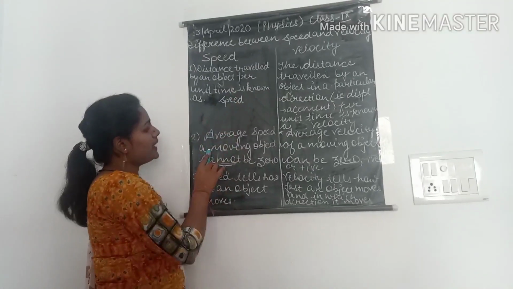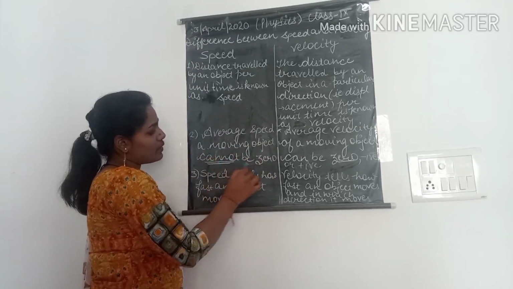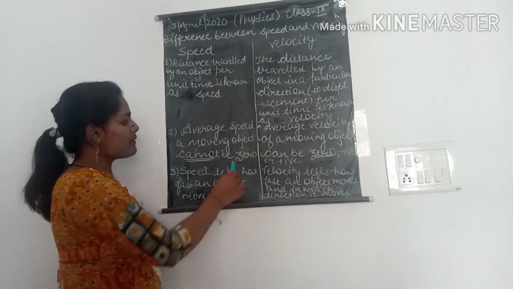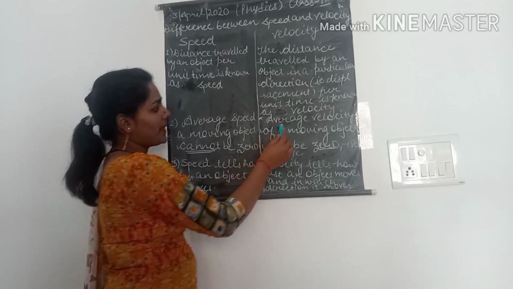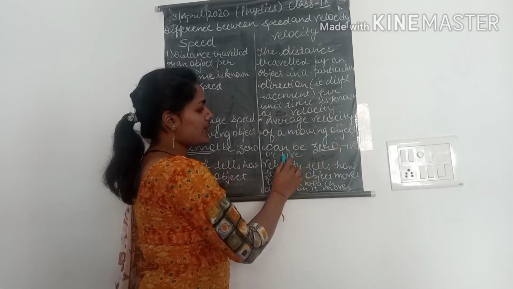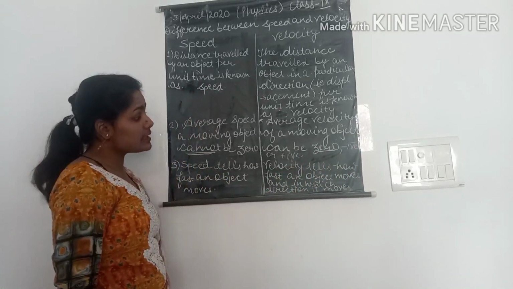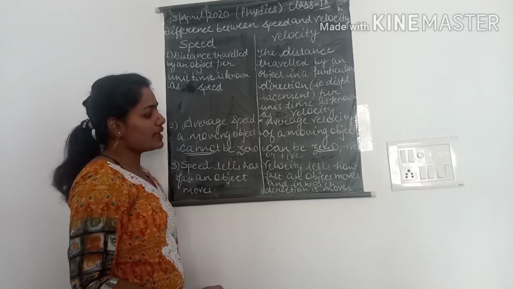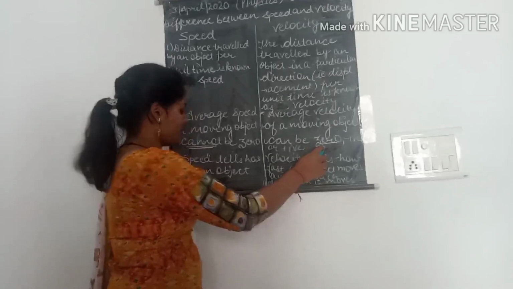Second point of speed: average speed of a moving object cannot be zero because it depends on distance. Distance is never zero, that's why average speed is never zero. Second point of velocity: average velocity of a moving object can be zero, negative or positive because it depends on displacement. Displacement becomes zero if the initial and the final position become the same. That's why it becomes zero.